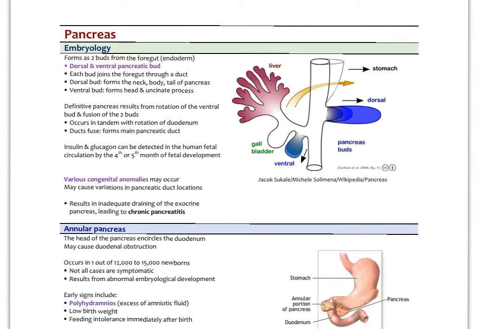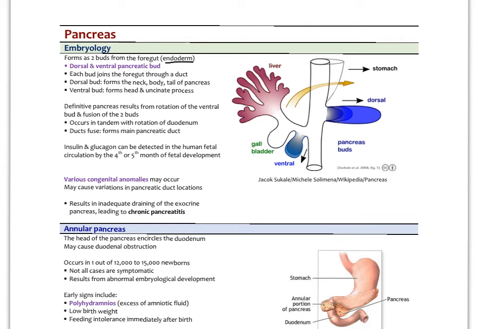So I mentioned embryologically the pancreas actually forms from the gut tube, which is endoderm. So remember, endoderm really gives rise to all of the epithelium in your GI organs. It also forms the liver, and in this case, the pancreas. So when this happens in the fifth week of embryological development, you find that there's little buds that grow off the gut tube. And they're actually on either side.